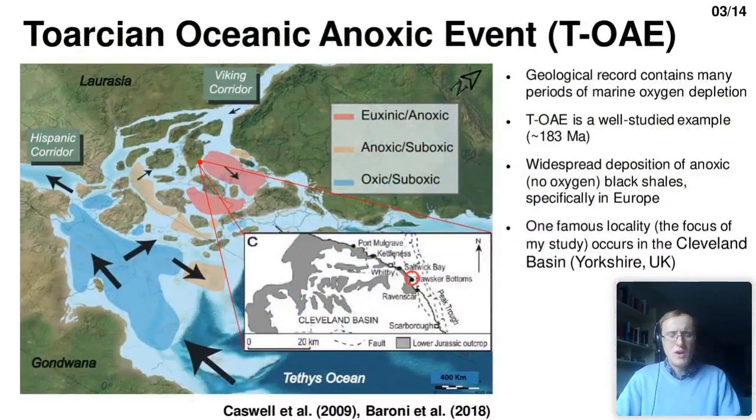So to better inform our predictions about the consequences of that, we need to look to the geological record, which contains multiple periods of widespread oxygen depletion, for instance, the oceanic anoxic events. I'm going to be focusing on the Toarcian oceanic anoxic event, which occurred 183 million years ago in the early Toarcian of the Lower Jurassic.